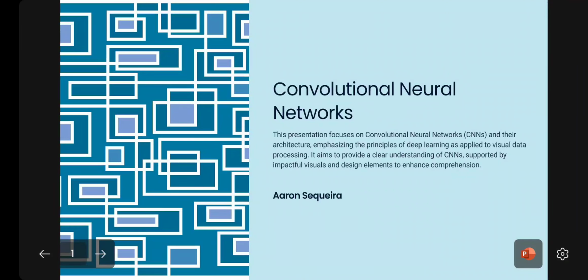Today we'll be talking about CNN, which is basically convolutional neural networks. We'll be discussing what CNN is, what its architecture comprises, what its principles are, what it aims to improve, what technology sectors it has impacted, and we'll be understanding the use cases.